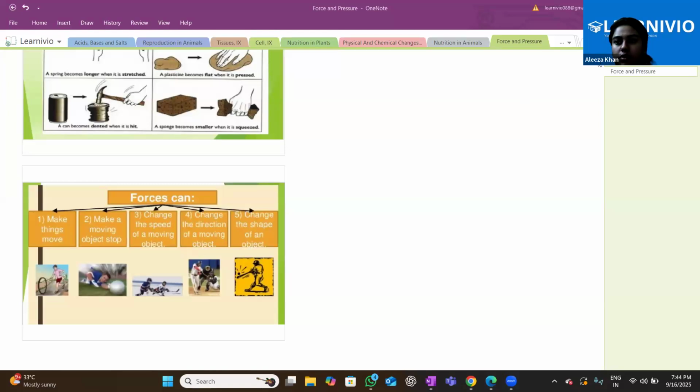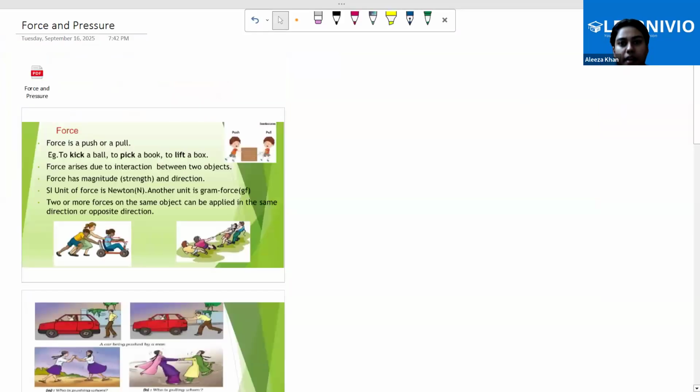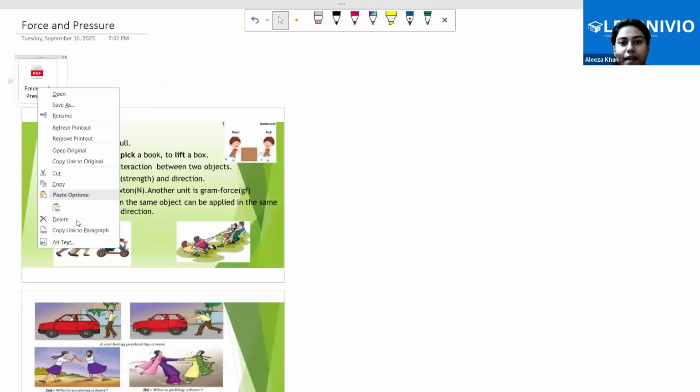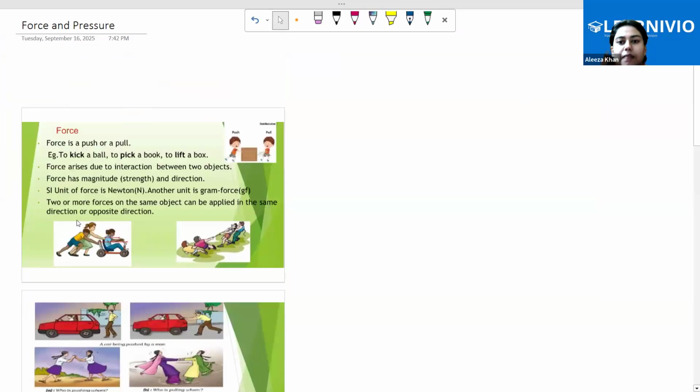So if we talk about the force, you correctly said that it can be a push or a pull. Force is a push or pull.